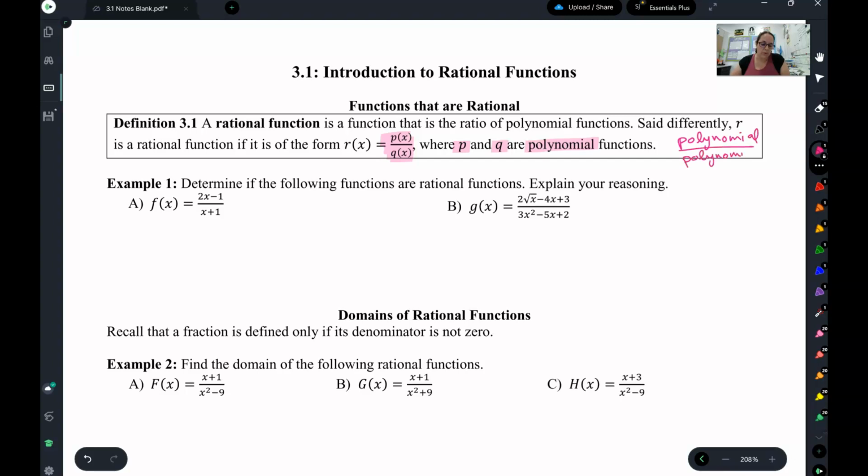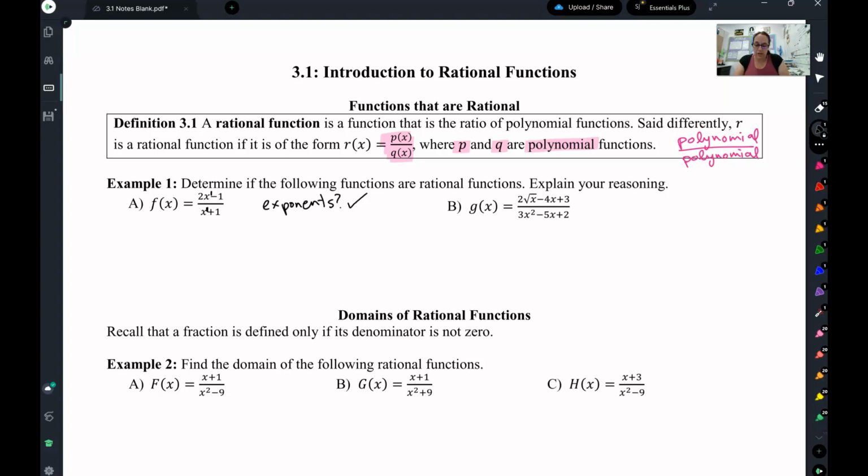If you remember from chapter 2, we talked about polynomials. A polynomial is a function that has positive whole number exponents and real coefficients. That's what makes up a polynomial. So if we look right here at example A, we look at the exponents and think, are the exponents positive whole numbers? This exponent's a 1, that's a positive whole number. That exponent's a 1, that's a positive whole number. Check. So far it's looking like this is a polynomial over a polynomial, which would make it a rational function.